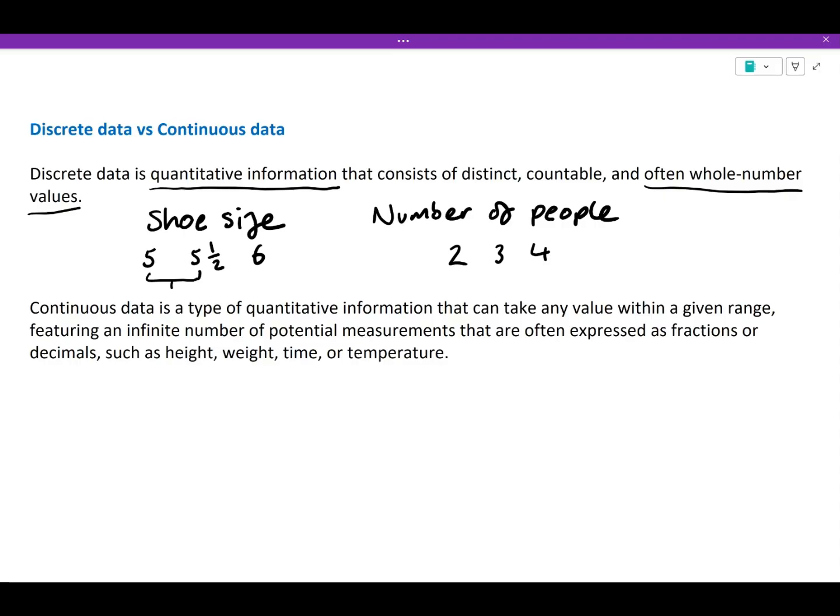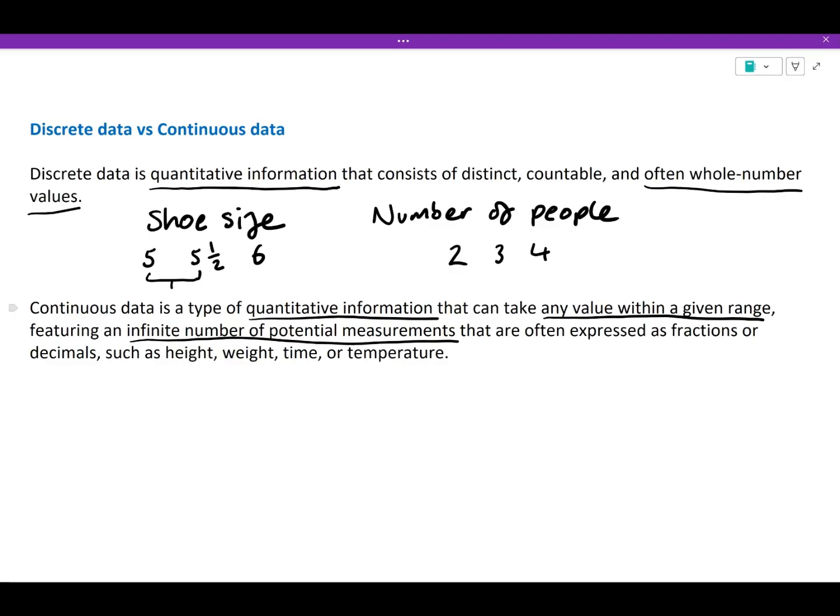Now let's consider continuous. So it's also a type of quantitative information. It's also going to be measured with numbers, and it can take any value within a given range. That means it features an infinite number of potential measurements, and these can often be expressed as fractions or decimals.